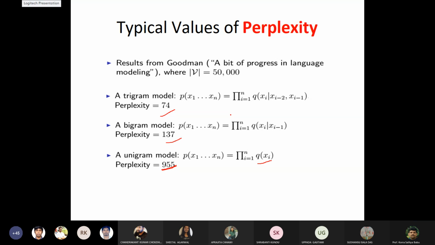Yes, it will be less. The perplexity will be less for a quadgram.